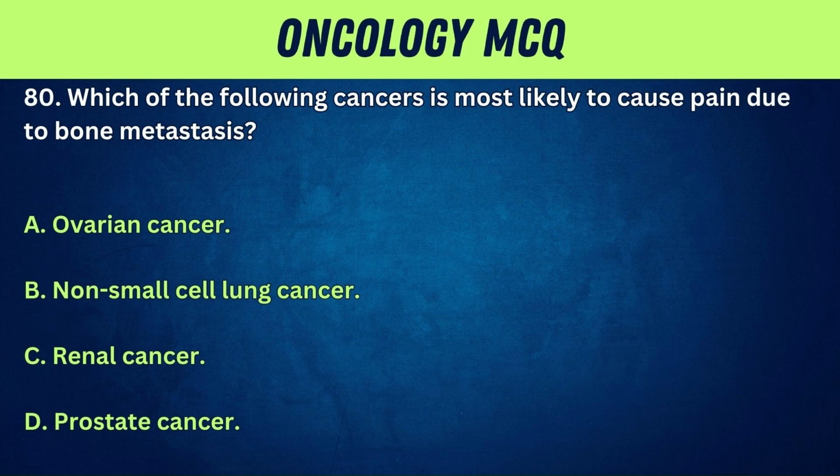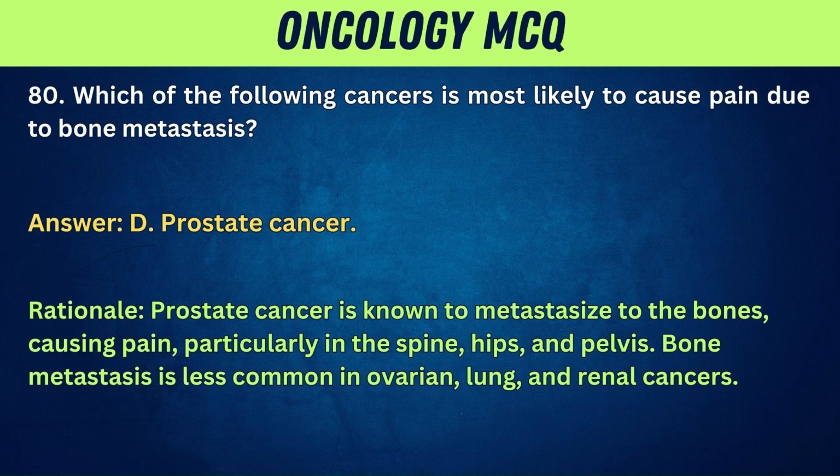80. Which of the following cancers is most likely to cause pain due to bone metastasis? A. Ovarian cancer. B. Non-small cell lung cancer. C. Renal cancer. D. Prostate cancer. Answer: D. Prostate cancer. Rationale: prostate cancer is known to metastasize to the bones, causing pain, particularly in the spine, hips, and pelvis. Bone metastasis is less common in ovarian, lung, and renal cancers.